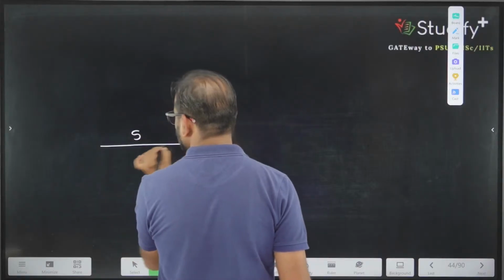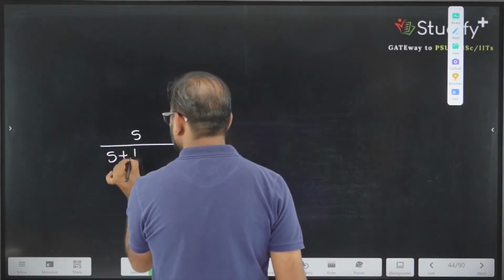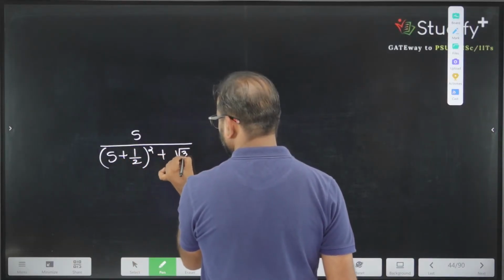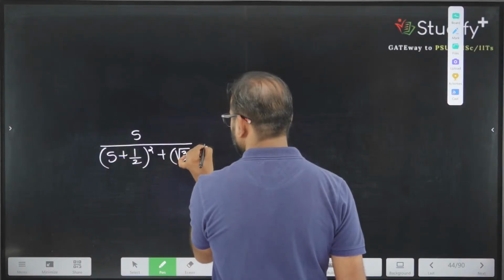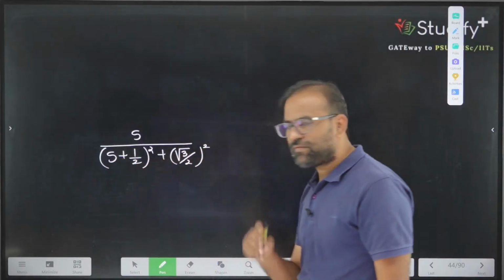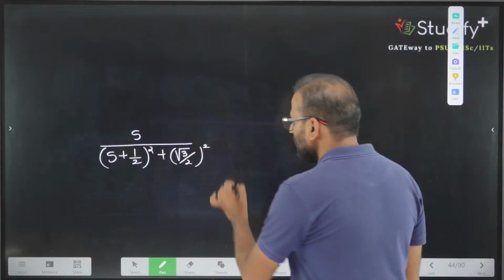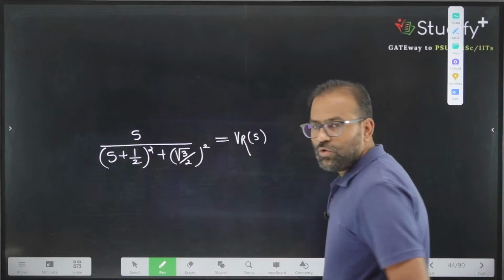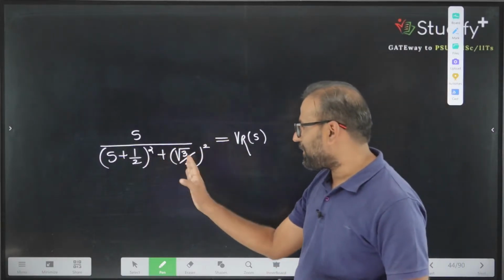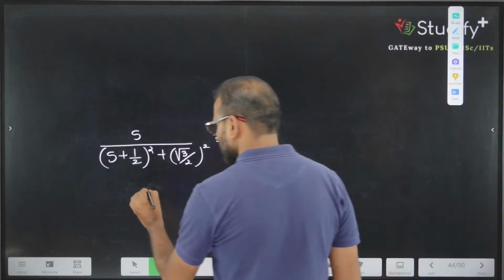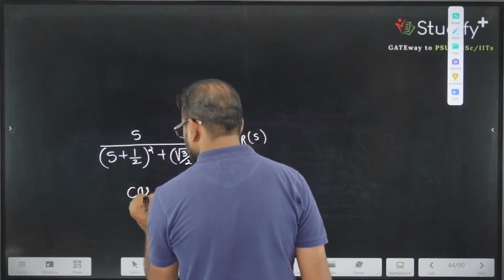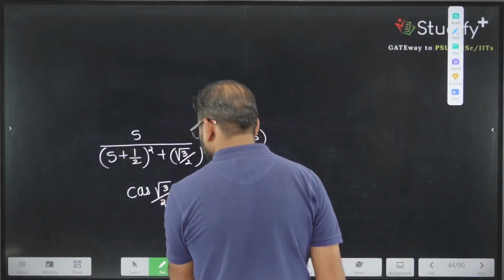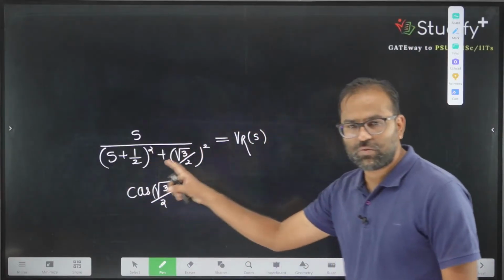S divided by, what is the denominator? S plus 1/2 whole square plus under root of 3 by 2 whole square. This is the equation we are having. Now, do we know that this is VR, the voltage across the resistor in S domain? Do we know that S divided by S square plus A square is what? Cosine of under root of 3 divided by 2 into t.